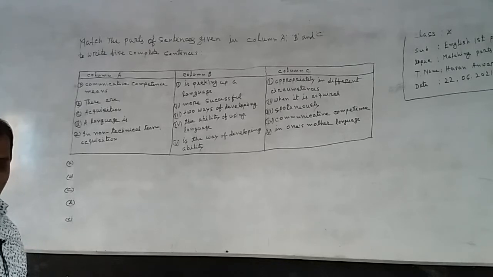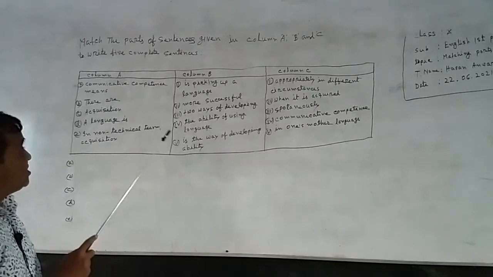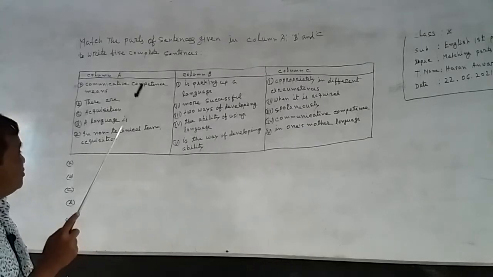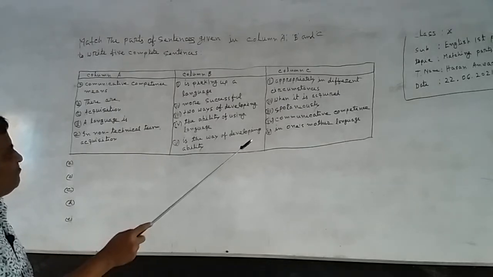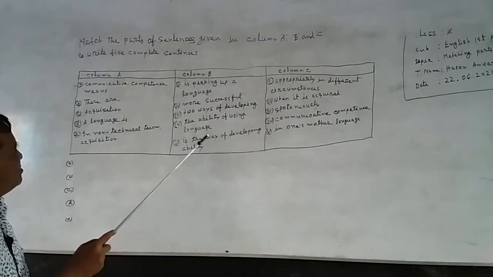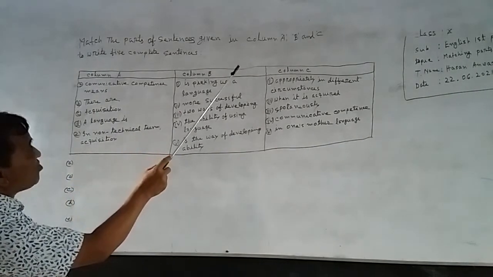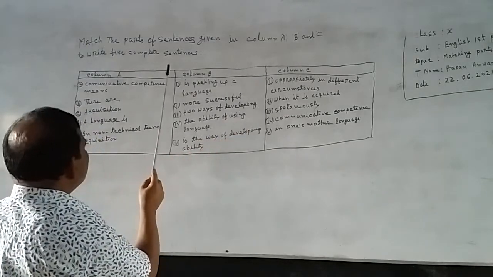I am also fine. Today we will discuss how to make sentences. That means matching parts of sentences. There is a table. You will make sentences from the parts of the sentences. Match the parts of sentences given in the column A, B and C to write 5 complete sentences.